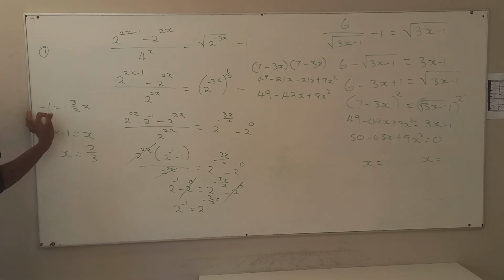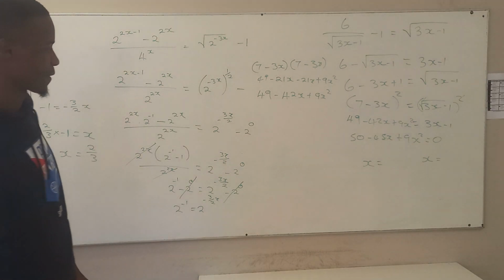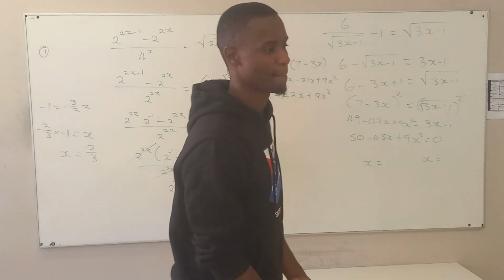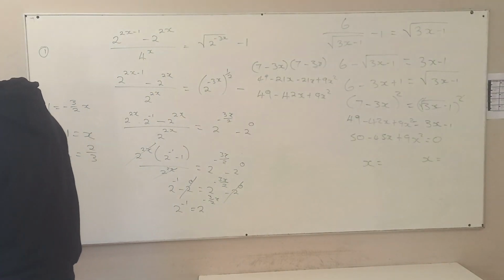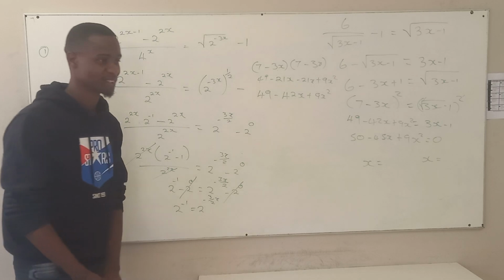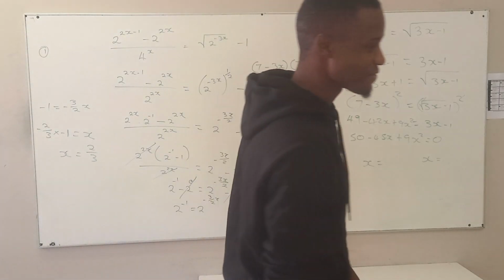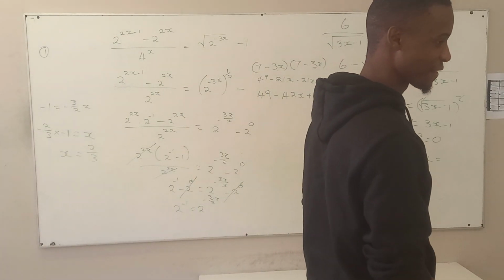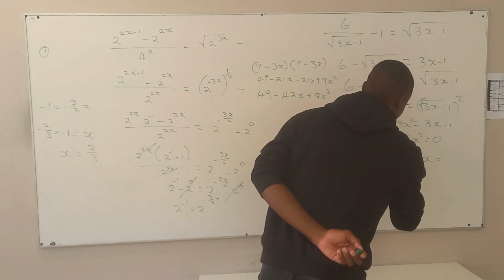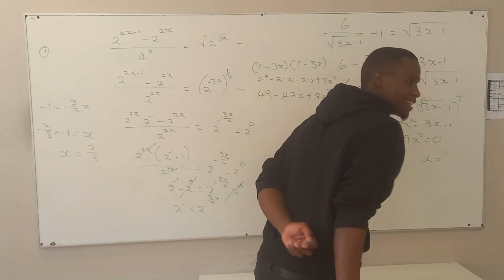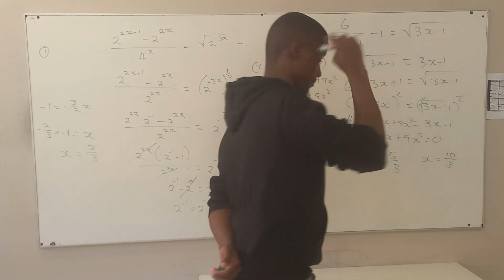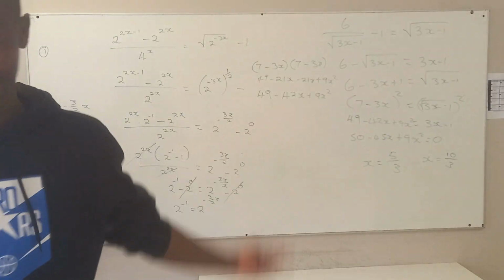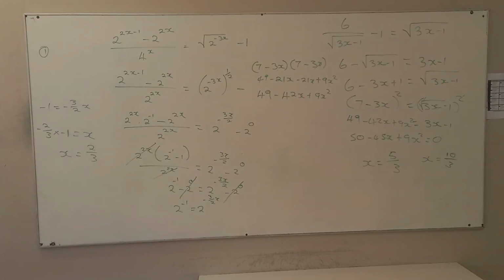Maybe I should just guess and give the answer. You'll do it at home. 5 over 3 and then 10 over 3. All positives. If it's correct, then let's move on. Let me look for another one.